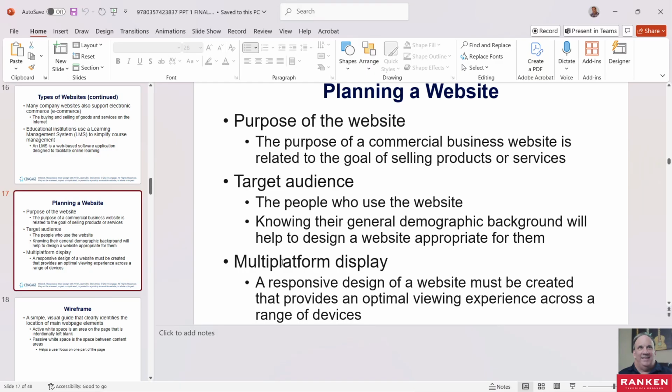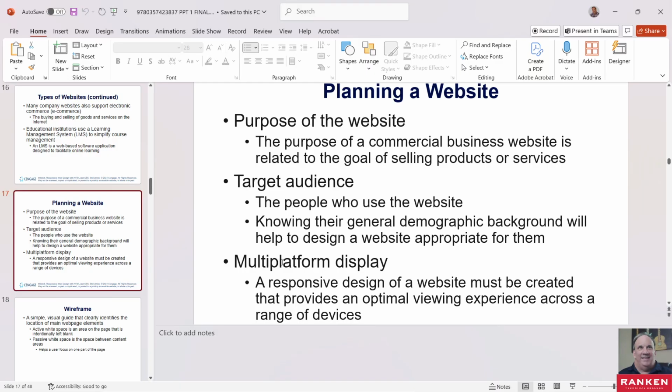Target audience is always important. Who's your target audience? Are they students? Are they instructors? Are they somebody who has interest in certain hobbies, sports or outdoors or whatever, right? So who's your target audience? What's the demographics around that?